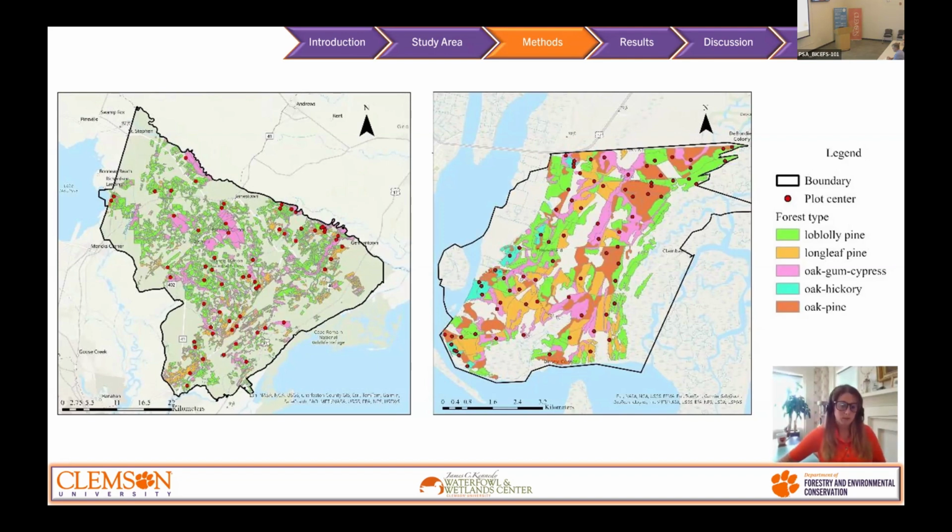So my plot center locations were determined using stratified random points in ArcGIS, and those are all the little red dots that you see, look like chickenpox almost.